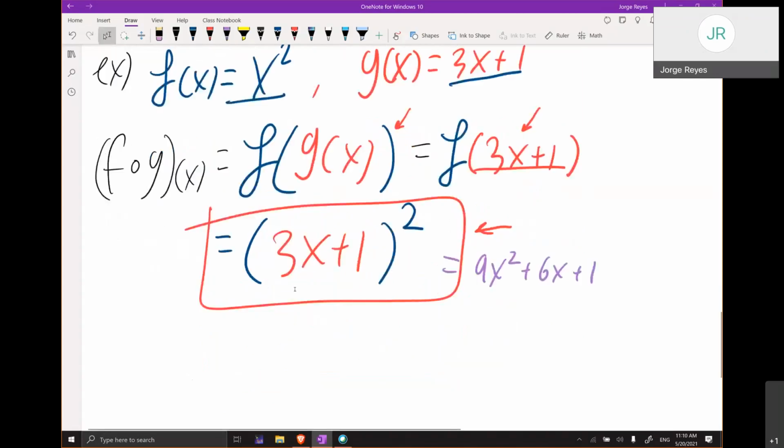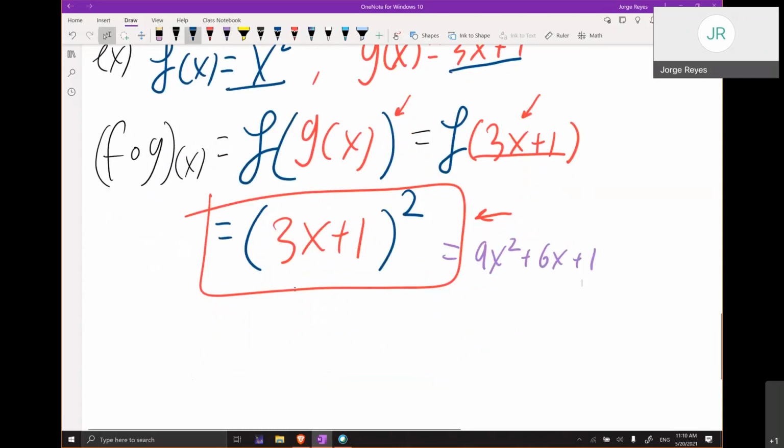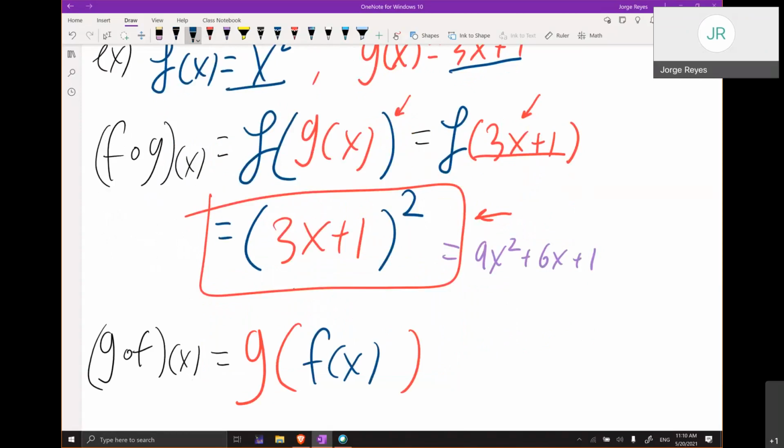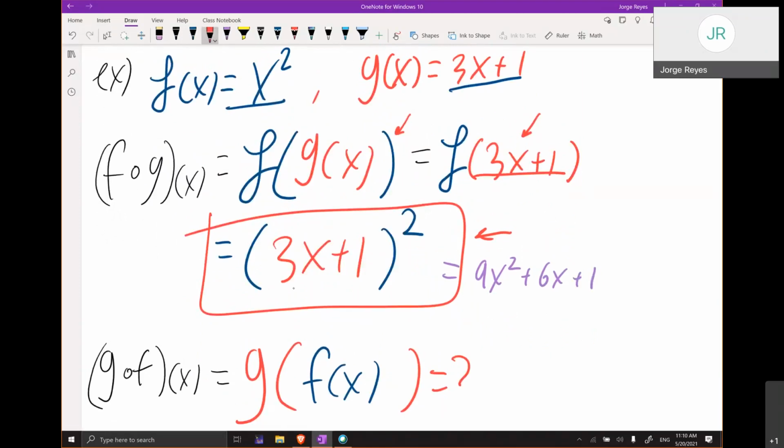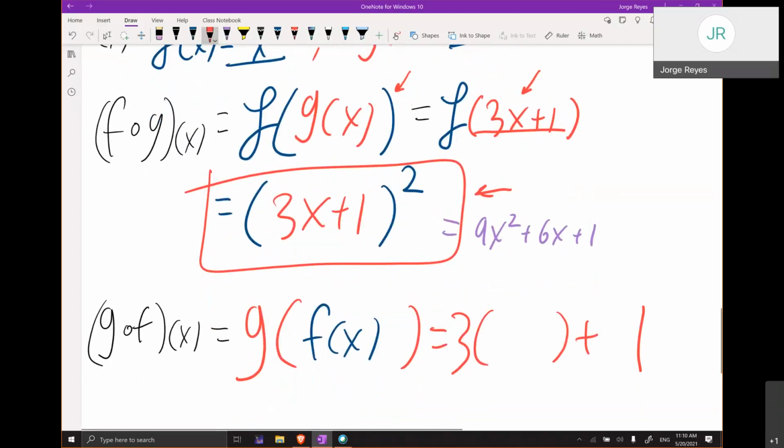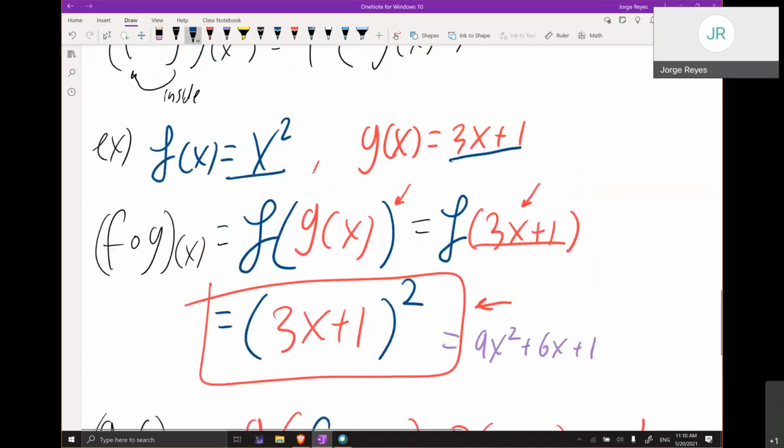And again, order matters. So g of f of x is a different function. This is g, and I'm going to stick f inside. So g is 3 blank plus 1, and f is x squared.